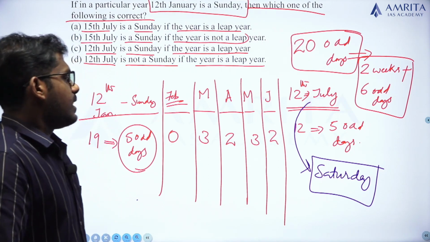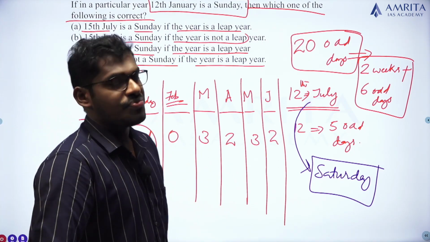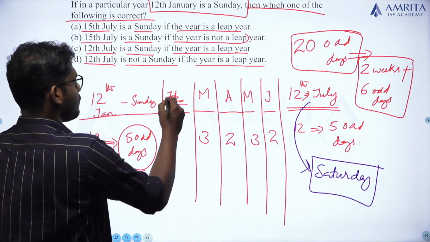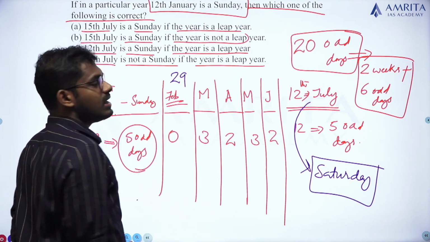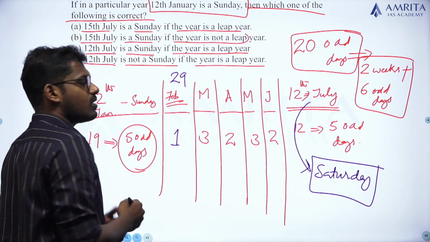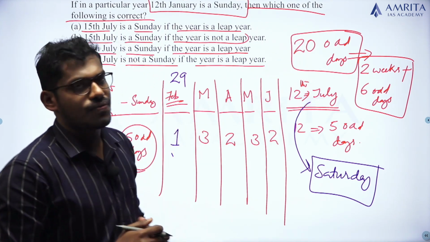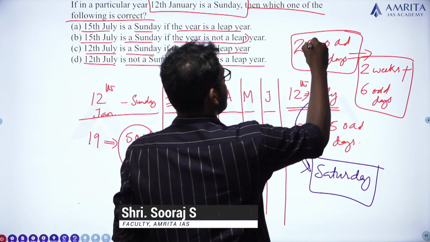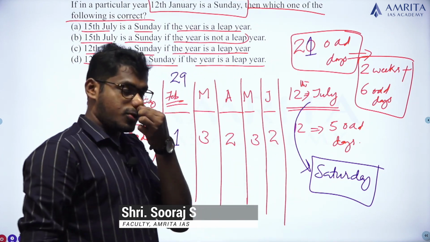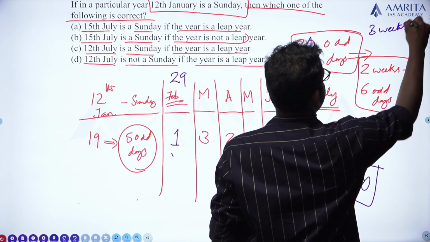Okay. Then what if it is a leap year? If it was a leap year, then February will have 29 days, which implies it will have 1 odd day. So the number of odd days will be 21 days. Clear? 21 days implies 3 complete weeks.